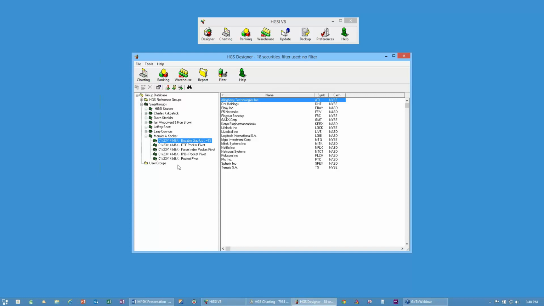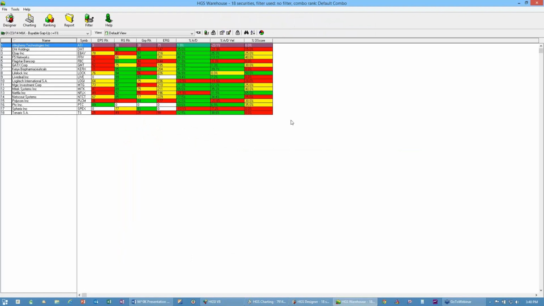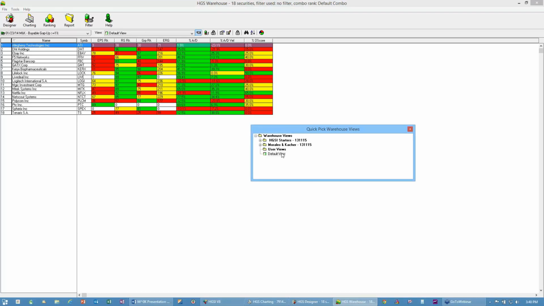and I'll go through these others too. I just want to go through these sequentially. Then I'm going to click through to the warehouse. Now I'll open this up. So I've added the M&K warehouse views, and if I click up here and open this up, you can see that they're added right here.